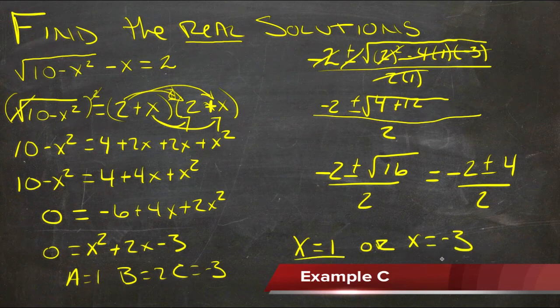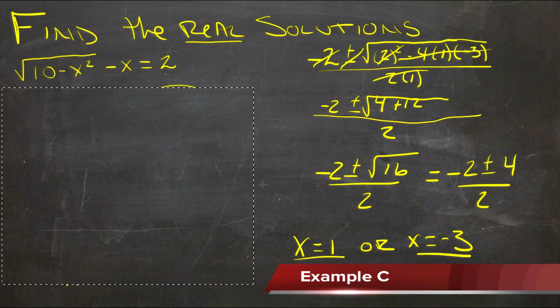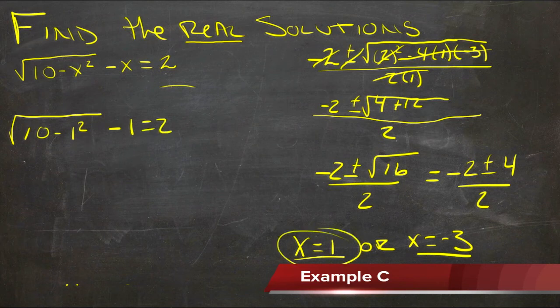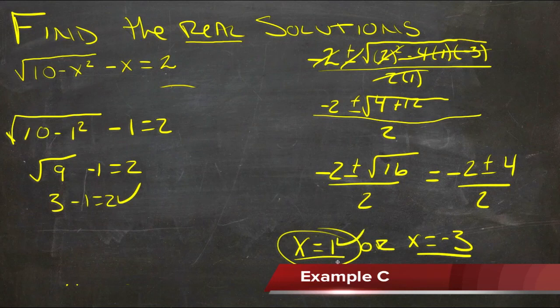So we're going to take our two answers now and put them back in the original equation up here. Let me make some room real quick so we can calculate without running over ourselves. Okay, so we'll have the square root of 10 minus 1 squared, minus 1 equals 2, checking this solution. 1 squared is 1, 10 minus 1 is 9, so the square root of 9 minus 1 equals 2. The square root of 9 is 3, minus 1 equals 2. That one checks out, so that answer works.